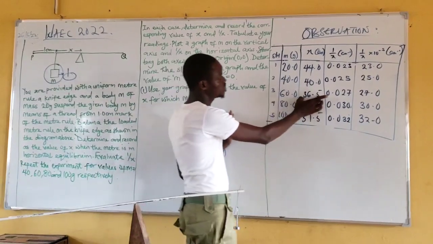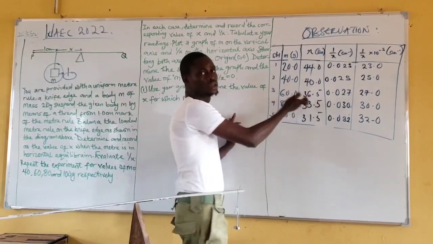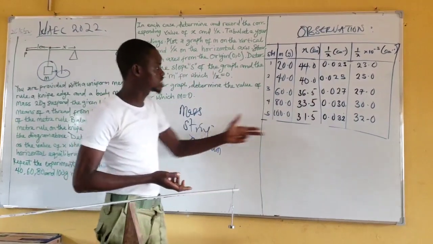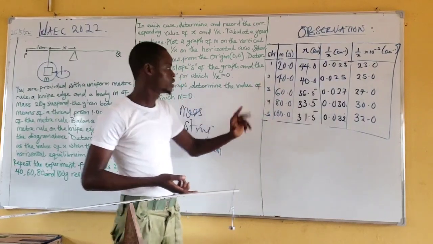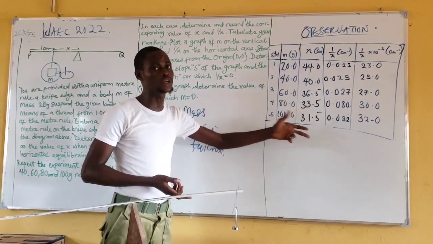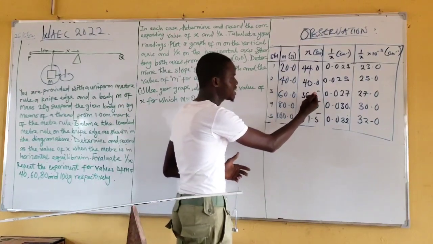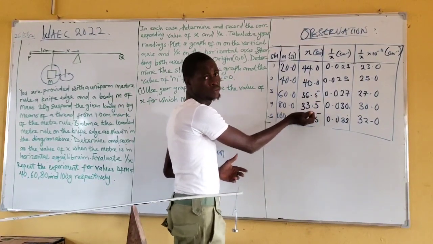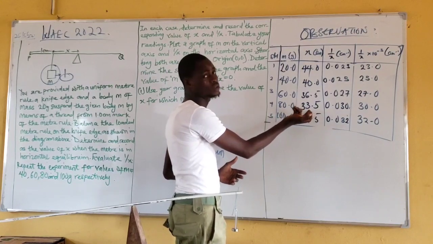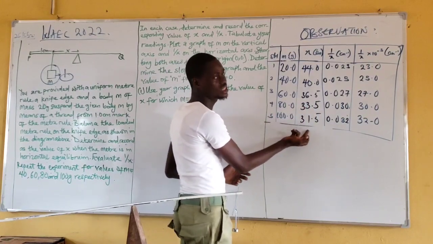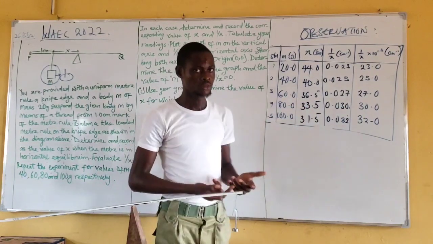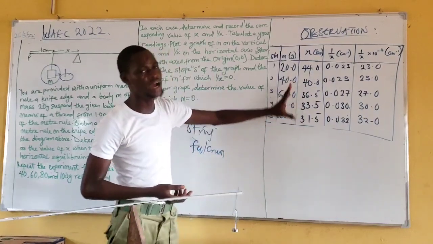Now, I have the third reading to be 36.5 in centimeter. The fourth reading is 33.5, while the last reading is 31.5. So you can easily approximate your reading from here, whereby you can have maybe 34. If I approximate this, I'm going to get 34. If I approximate this, I'm going to get 32. Altogether, that is my reading.